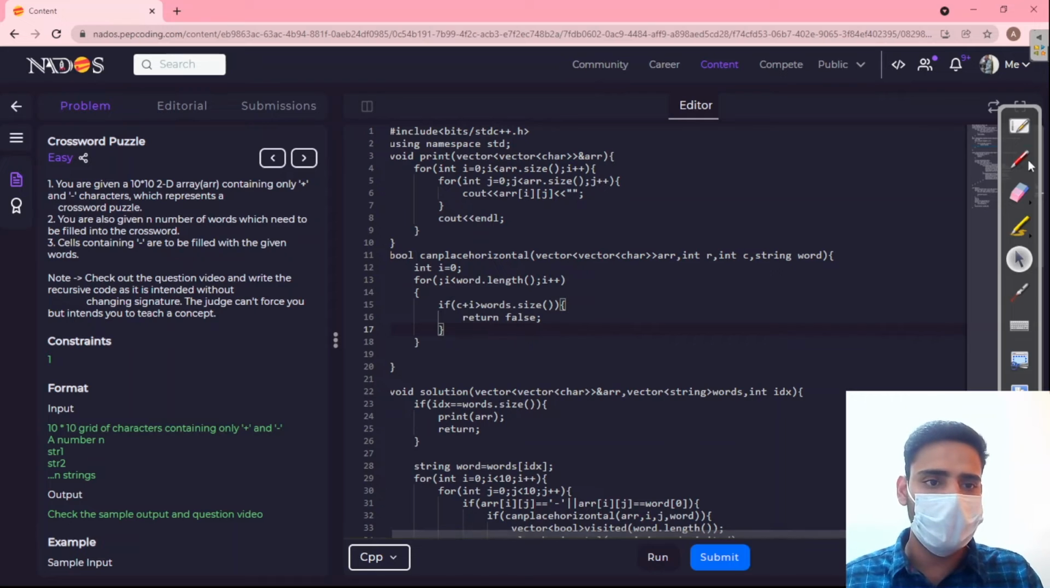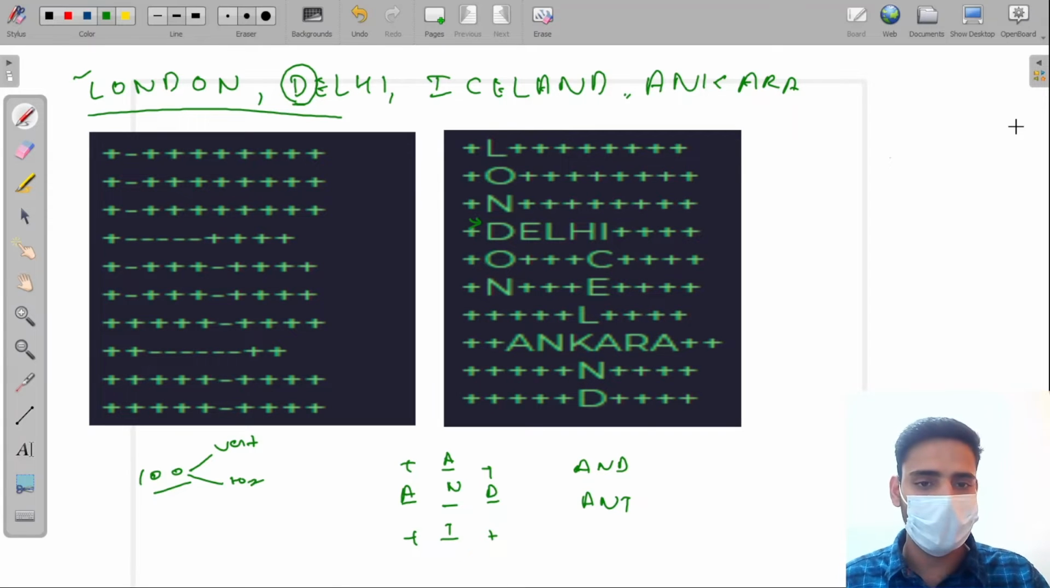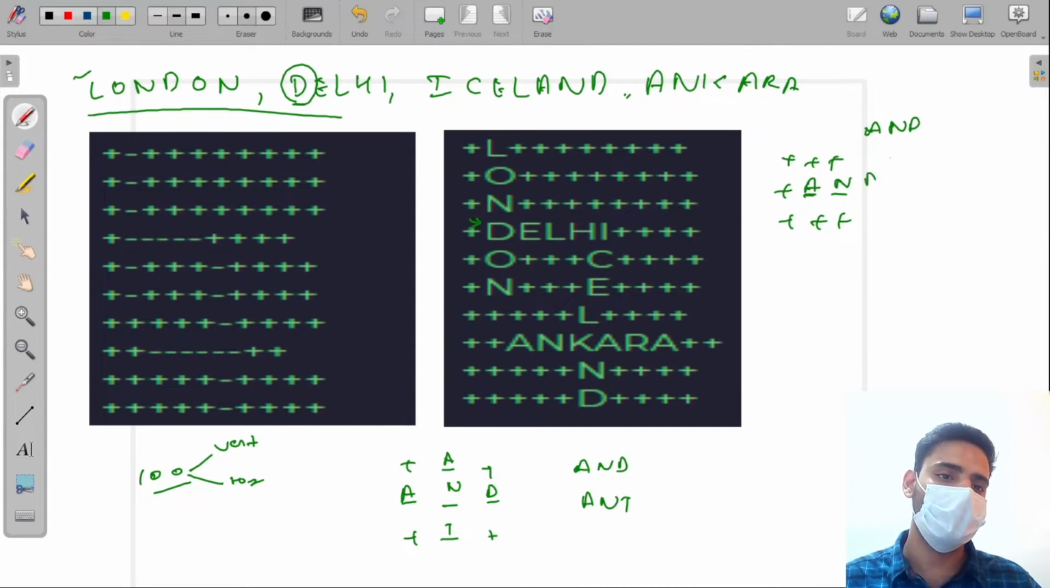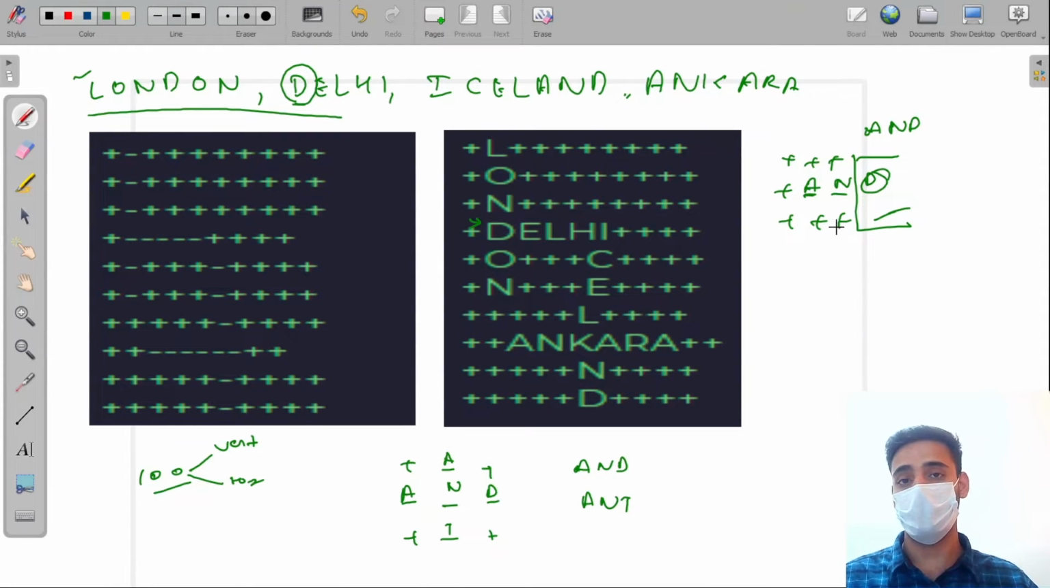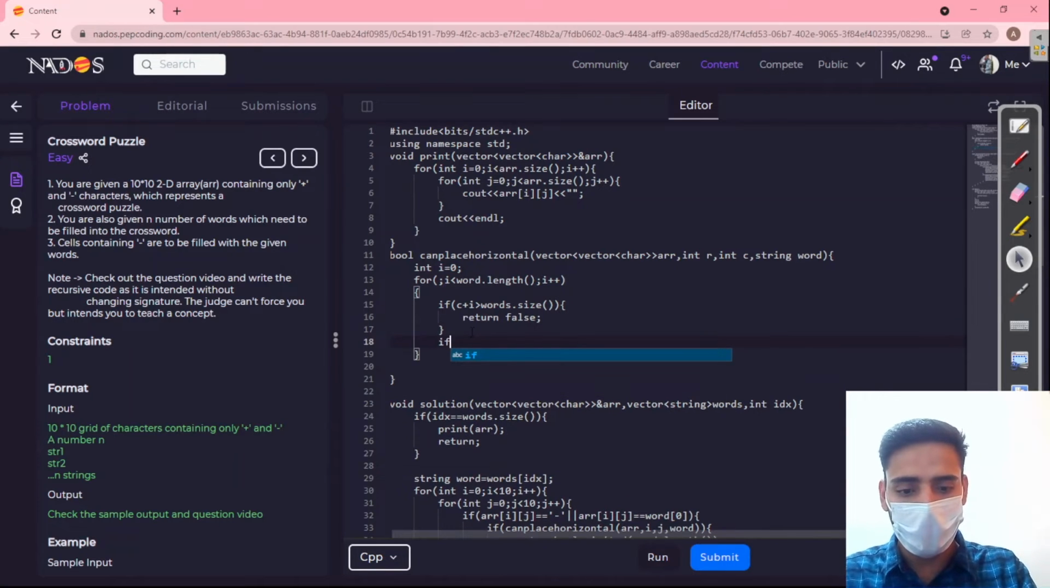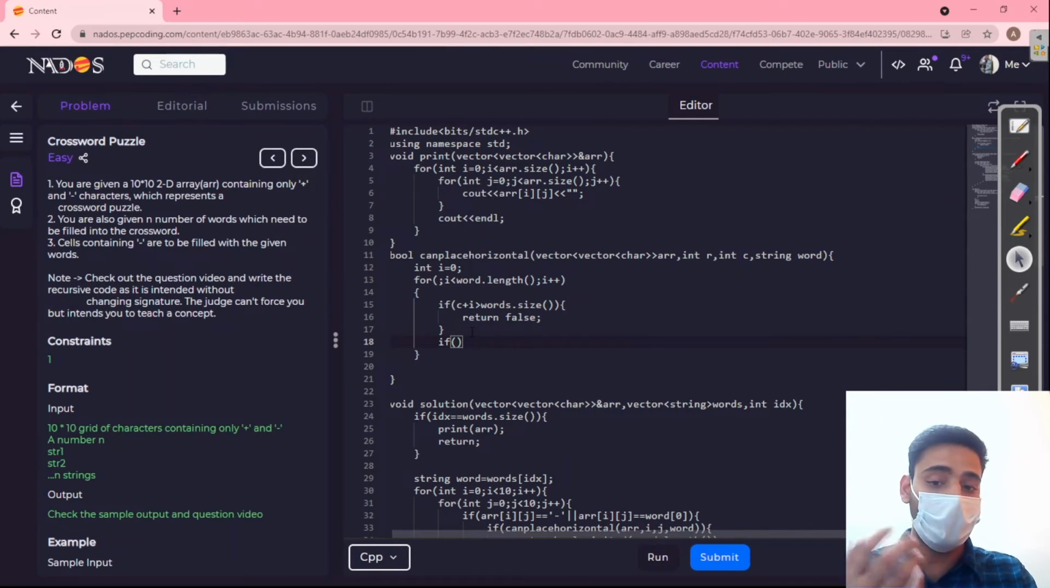Okay, let me explain this here. Just suppose we have this crossword and the given word is AND. So we reach here, we got a vacant place. So what happened? We start placing the word and D got out of the box, right? So this is not possible. That's why we will return false for this condition. So this is done here. Now after this, when we will continue, we are going to check.